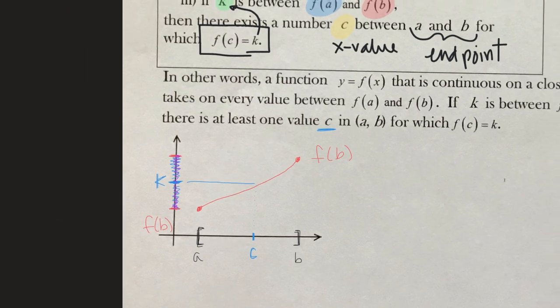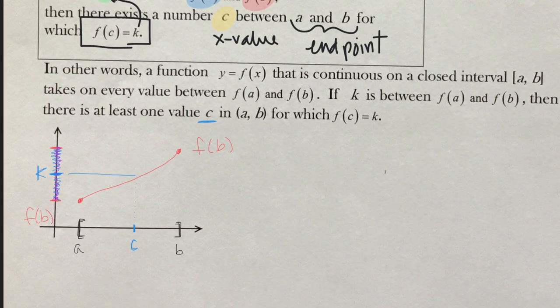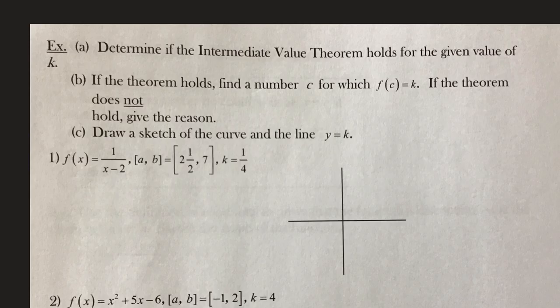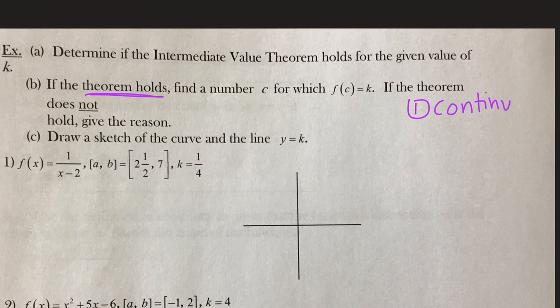So let's look at some problems so we can actually see what there is to do. Here are a couple of examples. Number one, determine if we can even use the IVT. First of all, we're checking for continuity. Is your function continuous on the closed interval from a to b? That's first. Then we're going to find the endpoints. We're going to find f of a, the function evaluated at your endpoints, and make sure that they're not equal to each other.